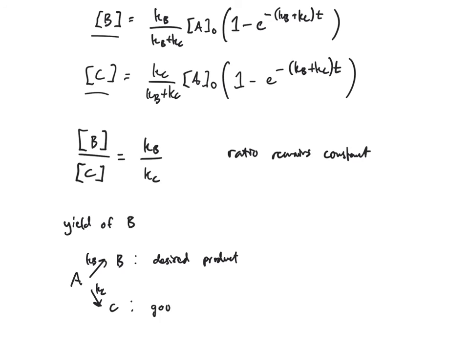And we may want to calculate what's the yield of B. It turns out that that yield is whatever the concentration of B is as the reaction proceeds over the total concentration of both the desired product and the goo. And if we know the rate constants, then we can just predict that yield directly. So if you can construct your organic reaction to have a relatively high rate constant for the desired product, you're going to get a much better yield.